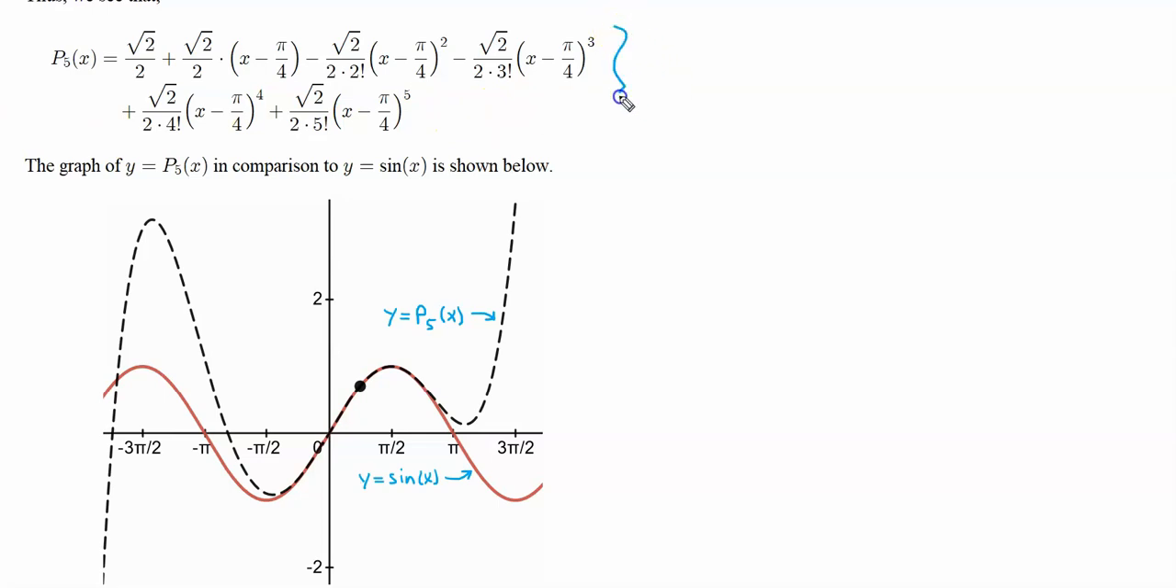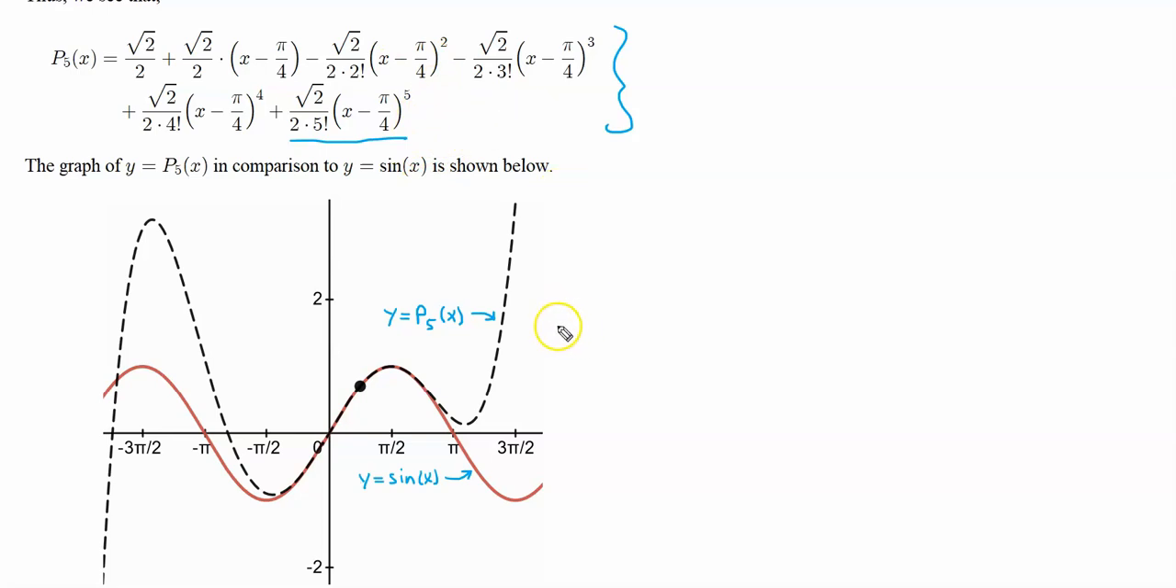So right here, this is P5, our fifth degree Taylor polynomial for the sine, expanded about pi over 4. Notice we have root 2 over 2 plus root 2 over 2 times x minus pi over 4, then minus root 2 over 2 times 2 factorial, times x minus pi over 4 squared, minus root 2 over 2 times 3 factorial times x minus pi over 4 cubed, and then we have root 2 over 2 times 4 factorial times x minus pi over 4 to the fourth, and so on until we end with 5. All right, so there is P5.